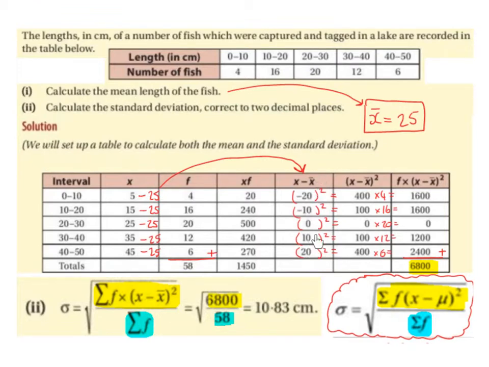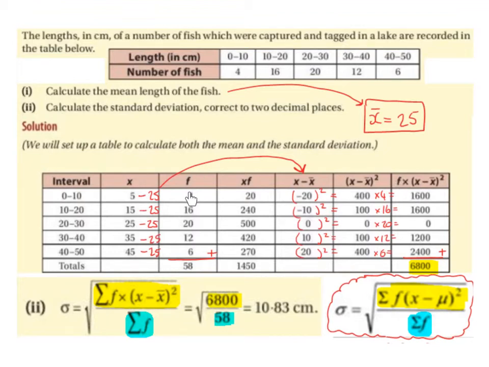Next, we need to square our x minus x bar values. Minus 20 squared is 400. Minus 10 squared is 100. 0 squared is 0. 10 squared is 100. 20 squared is 400. So now we have our x minus x bar squared column. And next, and finally, what we have to do is multiply our x minus x bar squared column by f, the frequency. So remember, this column here is the frequency.